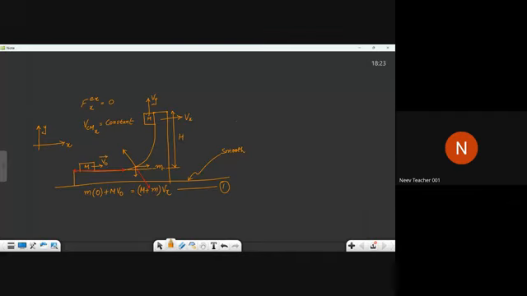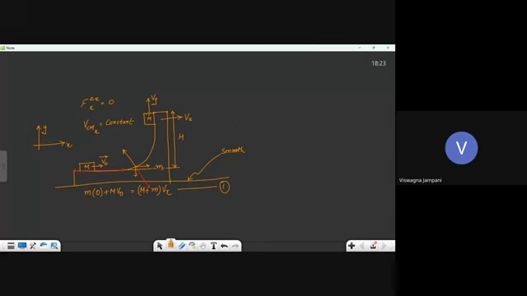The other equation, which I'd like you to tell me whether you agree or disagree with, is that we can conserve mechanical energy for the system. Do you agree? Yes, sir. There is no non-conservative force except for the initial impulse.